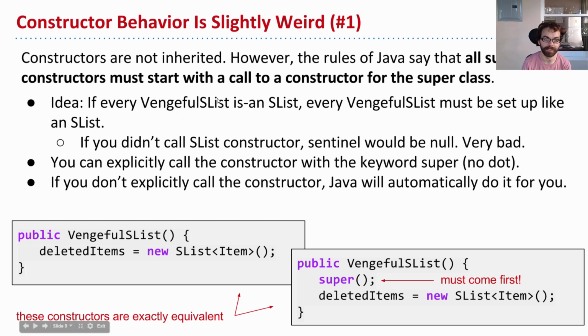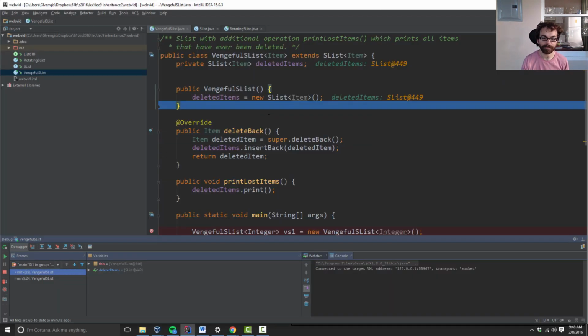If you didn't call the SList constructor, the sentinel will be null. Just as a show dog, if you didn't have it be born, it's just a pile of goo, right? It has to still develop like a dog. And so in our case, we didn't explicitly call the constructor. We just said public VengefulSList, and this automatically calls the constructor for you if you don't do it, okay? But it is also possible to explicitly call the constructor, to use this keyword super here with parentheses. So instead of super.deleteBack or whatever, we're saying super. Just call the constructor.